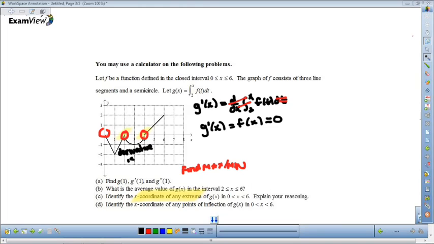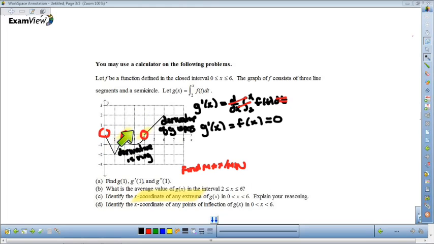So from 0 to 4, the derivative is negative. From 4 to 6, the derivative is positive. The reason I know this is because the derivative is equal to f of x, and we're looking at the graph of f of x. Notice that from 0 to 4, f of x is below the x-axis, so it's negative. From 4 to 6 it is above the x-axis.